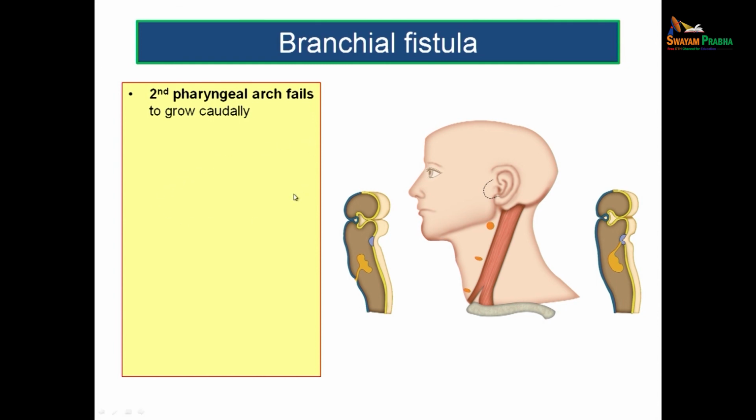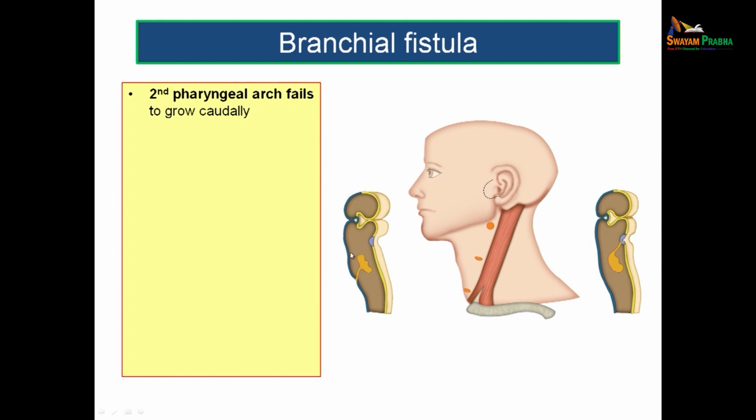Now coming to the applied aspect, this is the branchial fistula. Suppose the second arch fails to grow caudally. We have already seen the derivatives of the ectodermal clefts, right? Only the first cleft is giving rise to the external acoustic meatus, whereas the second, third and fourth clefts are just getting obliterated.